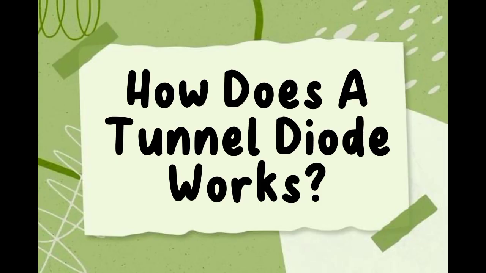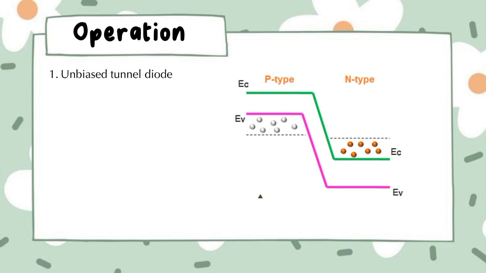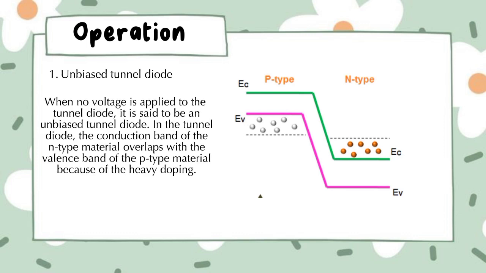How does a tunnel diode work? 1. Unbiased tunnel diode. When no voltage is applied to the tunnel diode, it is said to be unbiased. In the tunnel diode, the conduction band of the n-type material overlaps with the valence band of the p-type material because of the heavy doping. Because of this overlapping, the conduction band electrons at the n side and valence band holes at the p side are nearly at the same energy level, so when the temperature increases, some electrons tunnel from the conduction band of the n region to the valence band of the p region.